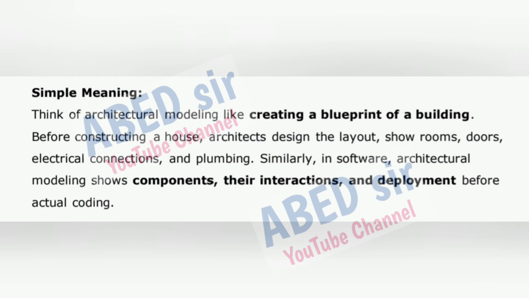Simple meaning: think of architectural modeling like creating a blueprint of a building. Before constructing a house, architects design the layout, rooms, doors, electrical connections, and plumbing. Similarly, in software, architectural modeling shows components, their interactions and deployment before actual coding.